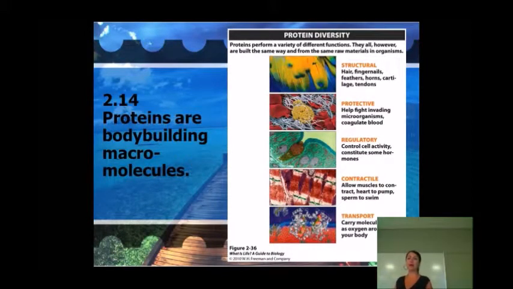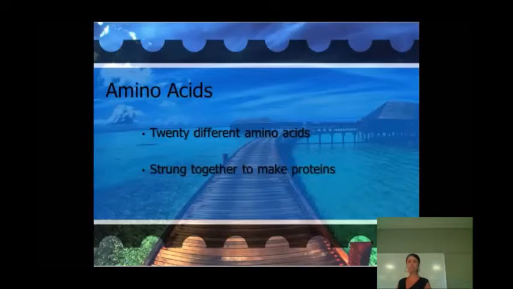They form a regulatory function where they control cell activity and constitute some of your hormones. They are contractile. If you think of your muscles expanding and contracting as you're lifting weights, it allows your heart to pump, your muscles to work. It allows sperm to be able to swim. And they also function in transport, where they carry these molecules around your body. So proteins are definitely important in you being able to, one, build your body, and two, function as a human.